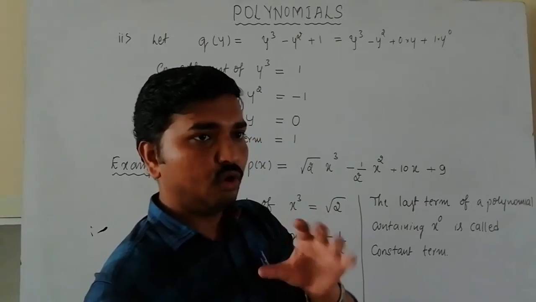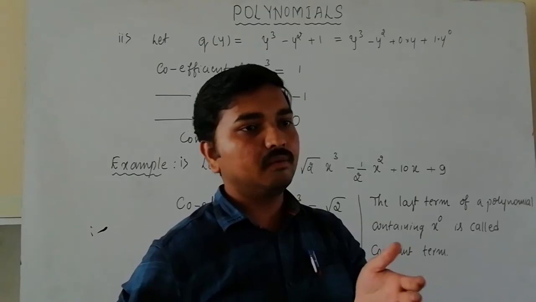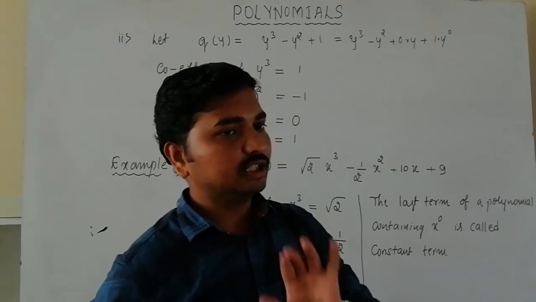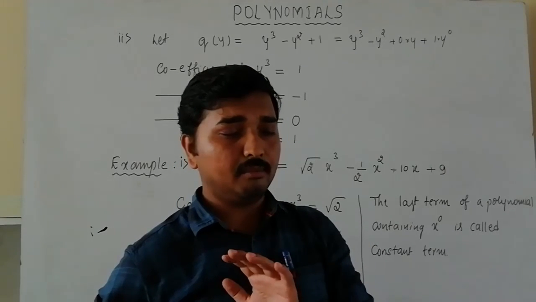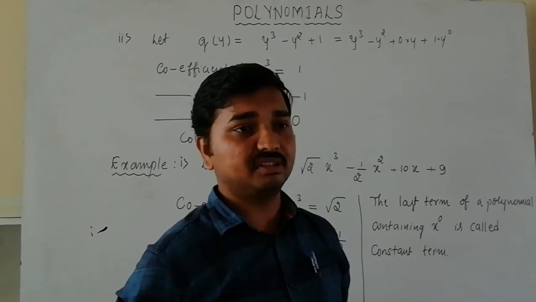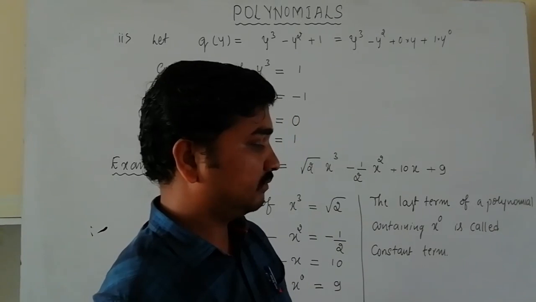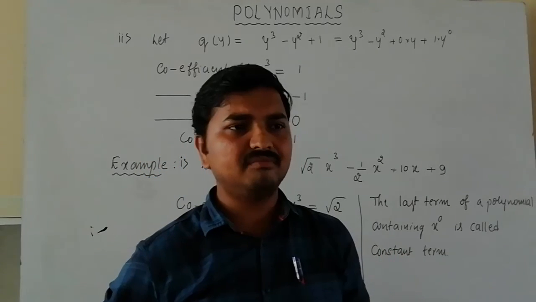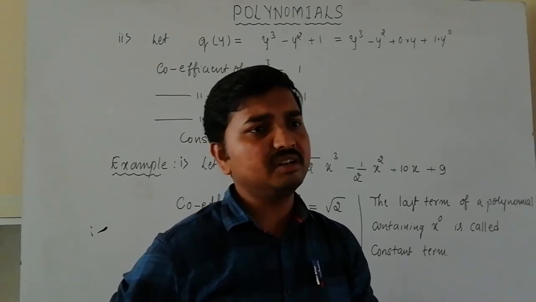If there is no y power 2 in the given polynomial, the coefficient of y power 2 is 0. Okay, you need to understand it like this. Suppose there is a polynomial. In that polynomial the constant term is absent. Then what does it mean? 0. Constant term is 0. That's why it is absent. Okay, the term is absent means the coefficient is 0.